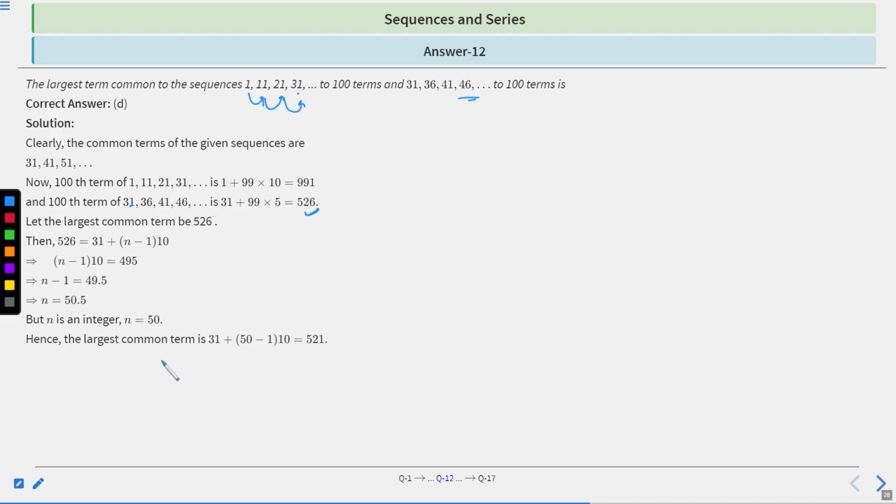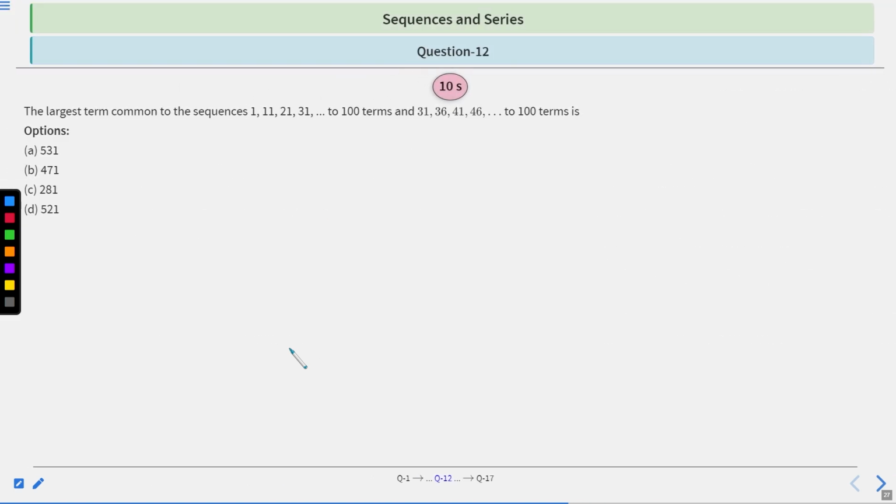So n is an integer, so n will be equal to 50. Hence the largest common term is a plus (n minus 1) into d. n is 50, so 31 plus 50 minus 1 into 10, which is 521. So option D is the right choice, 521.